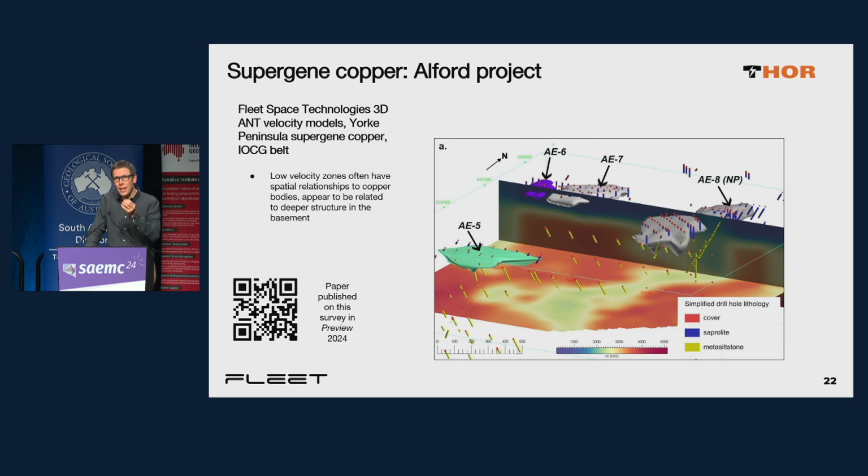But interestingly, the structural arrangement of these low velocity features extends into the basement itself, suggesting there's that connection between basement structure, the supergene, I guess, mineralisation, if you like, and the hypogene orientation of this mineralisation, and then the location of the supergene enrichment processes. So this was also a really nice example of that.